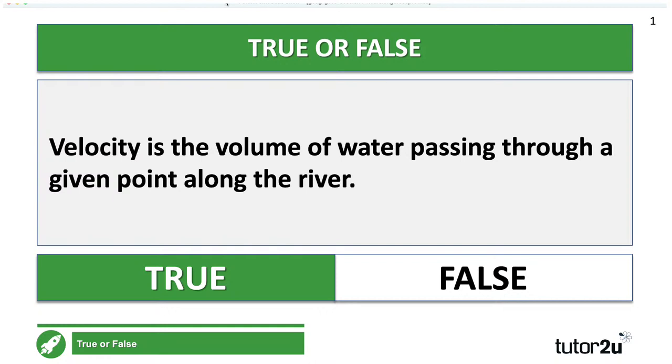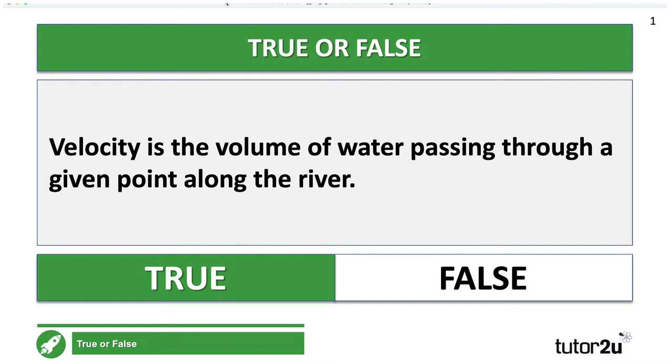Right, so first one. Velocity is the volume of water passing through a given point along the river. Is this true or false? I've just talked to you about these things. So is it true or false, the volume of water passing through a given point? See if we're going to get someone to be first here. Go on, you've got a 50-50 chance of getting it right. Give it a go.